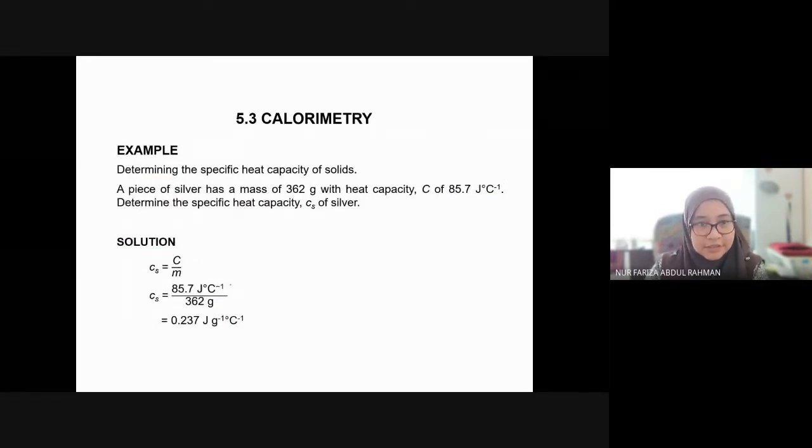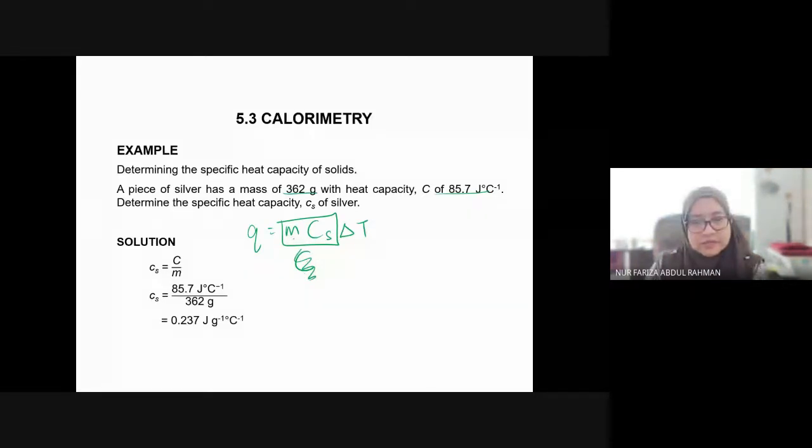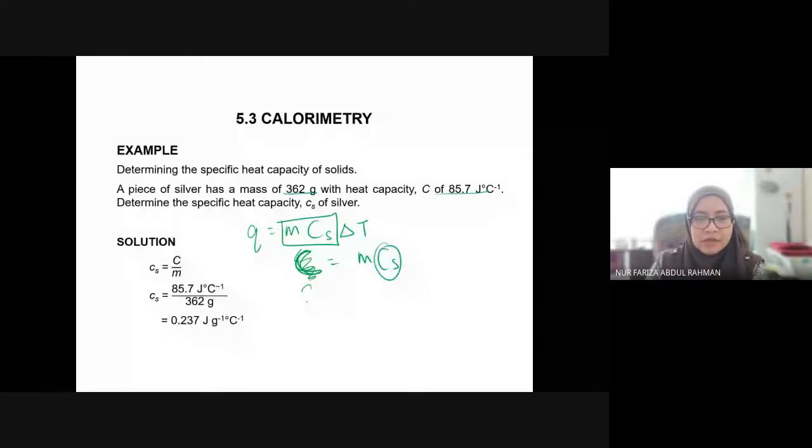Okay, another example. A piece of silver has a mass of 362 gram with heat capacity of this. Determine the specific heat capacity. If I like to hold on to one formula only, this one is equal to C. So if C is equal to mCs, you want to find this one, so C over m. Don't forget the unit again. This one they combine again: J g^-1 °C^-1. Okay.